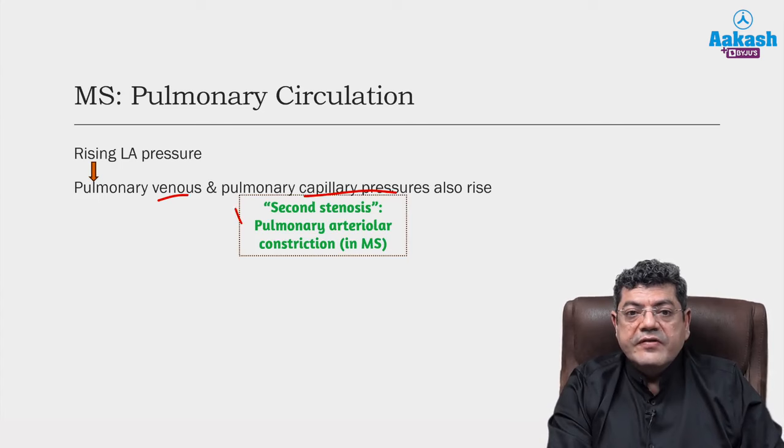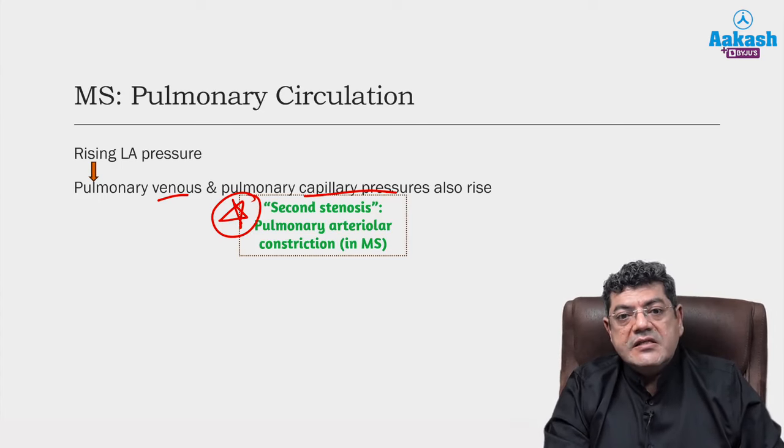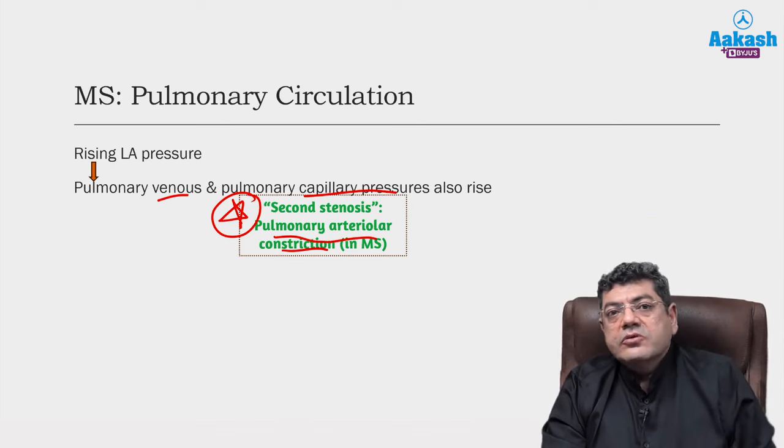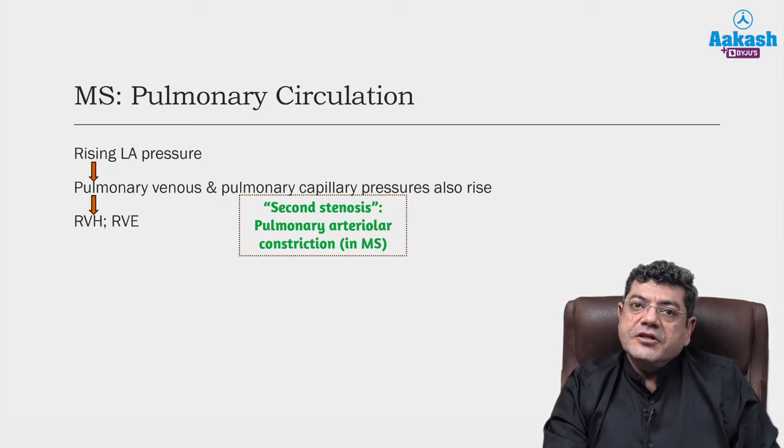Important fact for you right there, right? What is second stenosis in MS? It's the pulmonary arteriolar constriction in response to raised left atrial pressure, right?